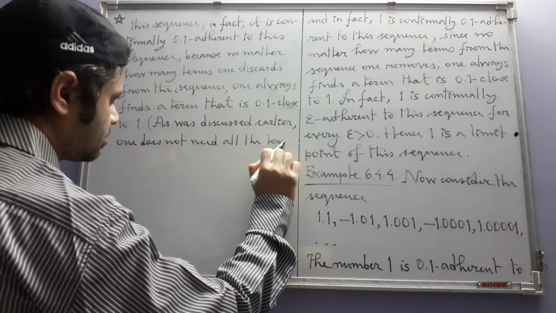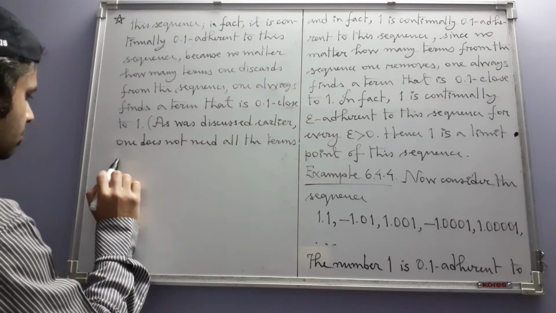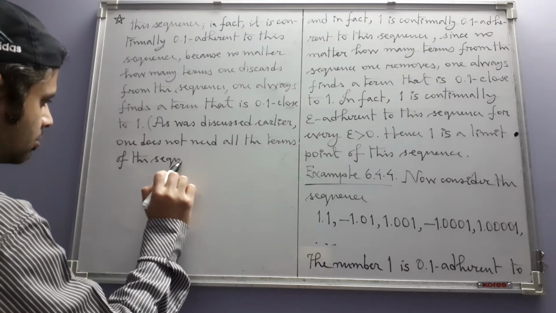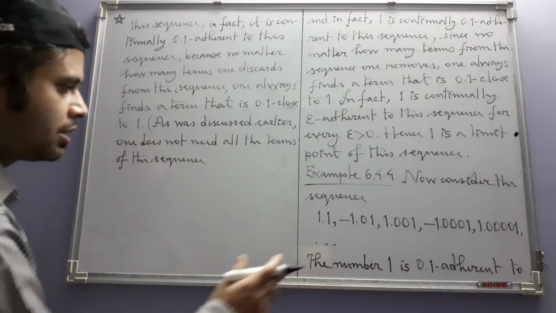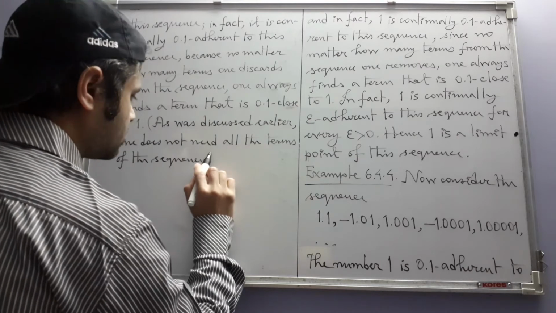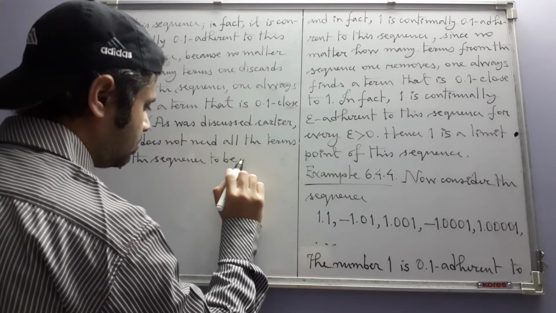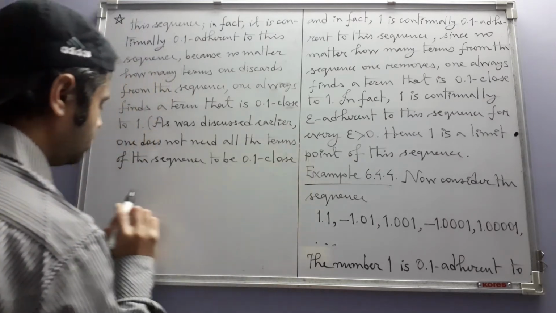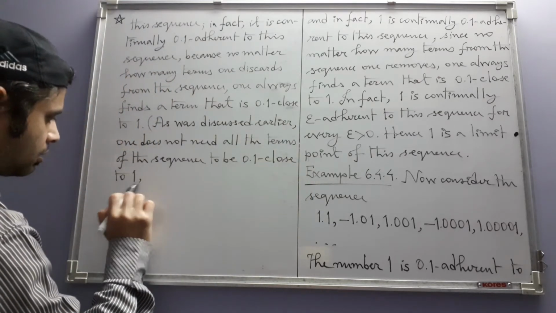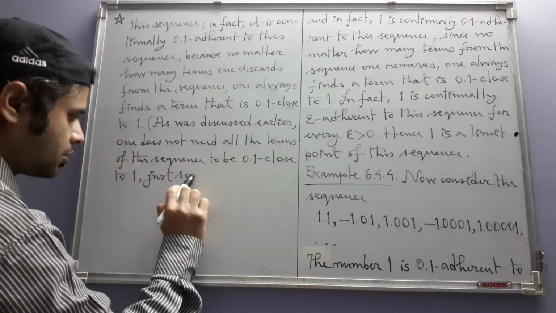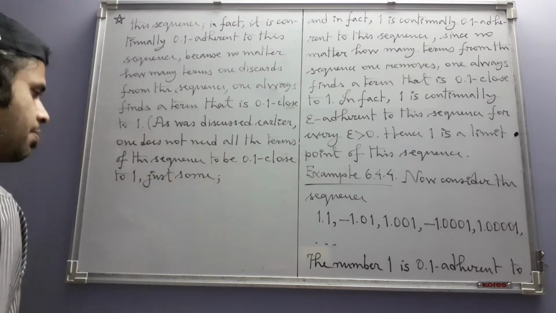All the elements, all the terms of the sequence. Of the sequence means even after such a removal, the remaining sequence is 0.1 close to 1. Just some, that means at least one.